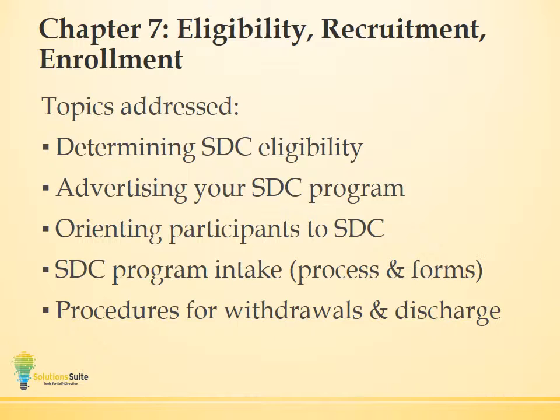Chapter 7 is entitled Eligibility, Recruitment, and Enrollment. It helps the reader decide what eligibility criteria will be established to define who can join the SDC program. Once these criteria are chosen, they must be communicated to potential participants as part of an advertising strategy designed to encourage interest and applications. Also discussed in this chapter is how to orient new SDC participants and other procedures necessary for a smooth intake into the program.